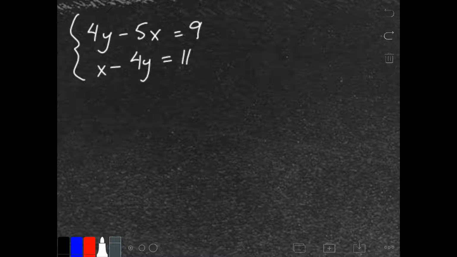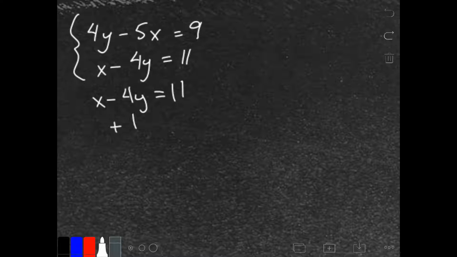So again, we have 2 equations. We don't have a variable solved by itself, so let's go ahead and solve for a variable to get it by itself. Now again, I like working with positives, and I like finding variables that have a coefficient of 1. In this example here, the only variable that has a coefficient of 1 is x in the second equation. So we're going to solve for x in the second equation. So x minus 4y equals 11.